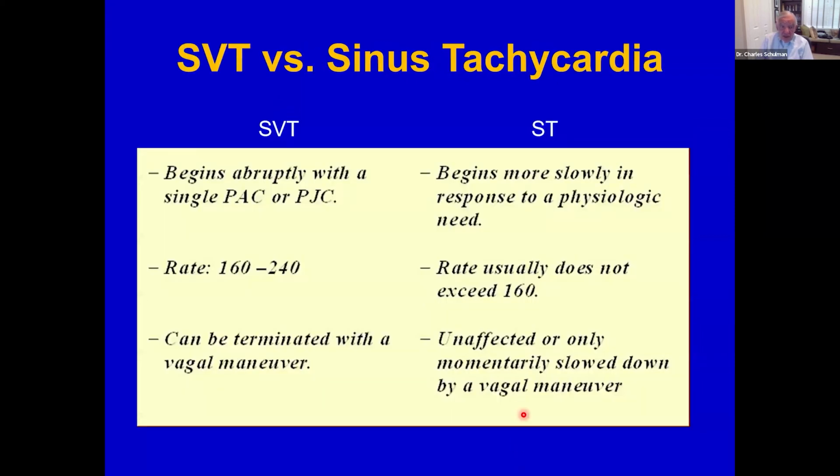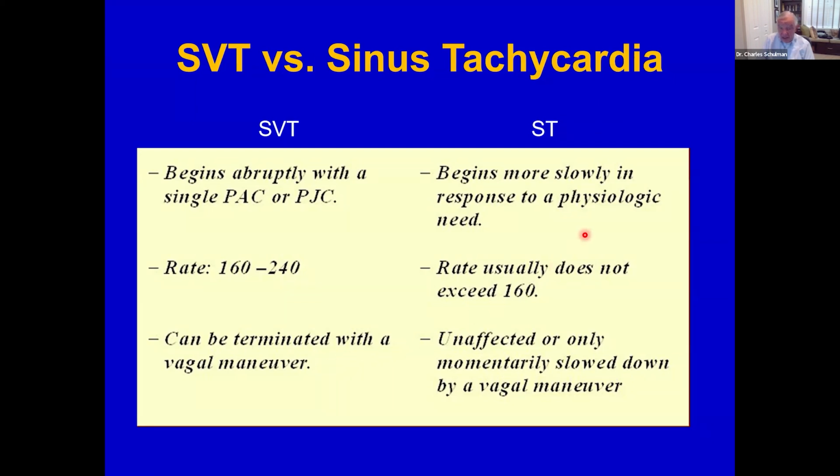There are some differences between what we call supraventricular tachycardias, or SVTs, and sinus tachycardia. An SVT begins abruptly. The rate is somewhere between 160 and 240, and it can be terminated by a vagal maneuver because it's often a reentrant tachycardia. We'll talk about reentry in a little bit.